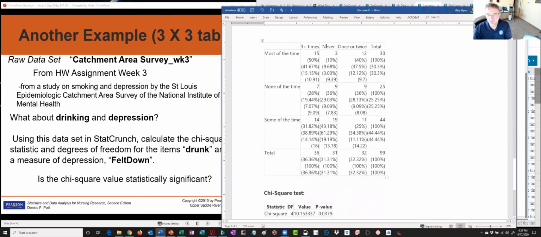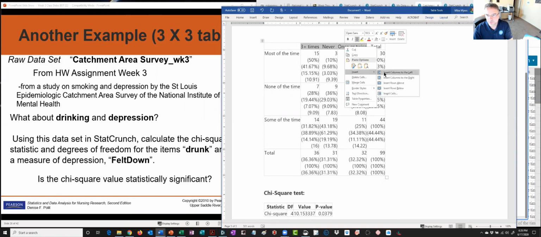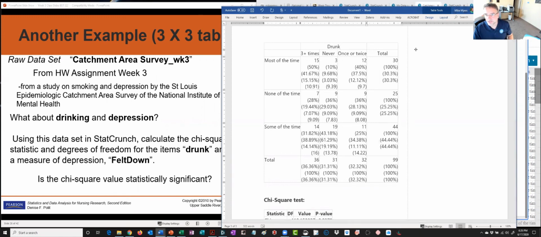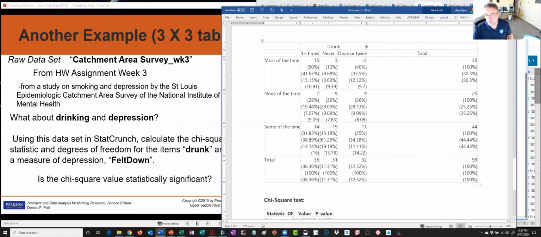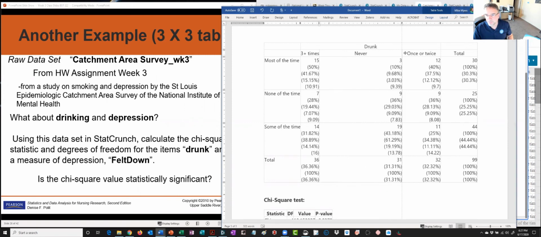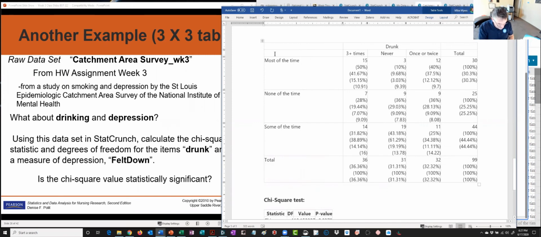So there's our table. So quickly, I'll just put the labels in here so we can look at it. So this is our drinking, drunk. How many times they describe being drunk. Again, as a category, because it's just a category, we've got once or twice, never, or 3 or more times. And this is how they felt down or their depression description.